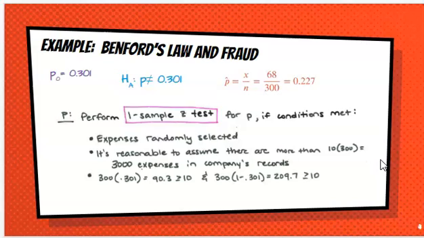And then lastly, the large counts test. So remember, sample size times the value in our null hypothesis gives me 90.3, that's greater than 10. And then the sample size times the complement gives me 209.7. That's definitely greater than 10. This tells me that the sampling distribution of the sample proportions will be approximately normal, and I can continue on with normal procedures.